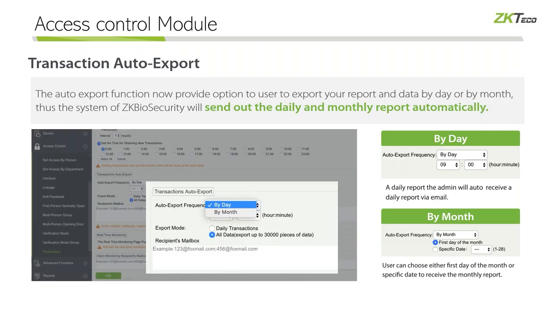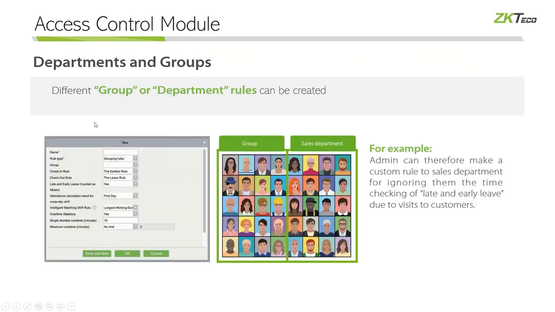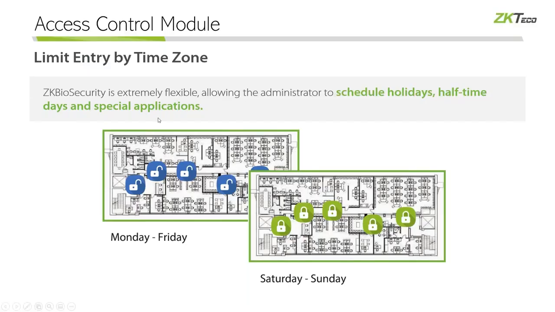Maybe they don't need the API. Maybe they just need a text file that has all the entrances that have been done in the day. You set how to export the transactions, and this is generated and sent by email. It will work automatically. Okay, departments and groups. Of course, I have rules for departments and groups. Well, limit entry by time zone, as I said.